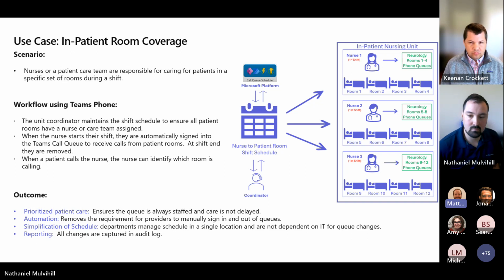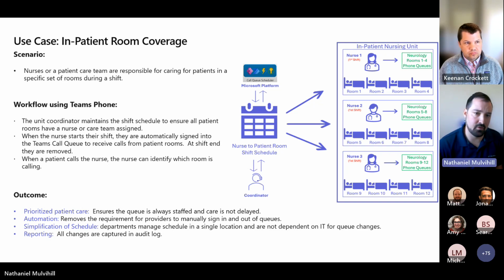When a patient calls, the nurse can easily identify which room is calling based on the toast notification that will appear on the phone. The outcome here ensures the queue is always staffed and care is not delayed. We're adding automation, so these nurses and care teams do not need to manually engage with the call queue, which simplifies schedule management. And again, just like before, we're capturing all these changes in the audit log. We also have a brief 1-minute demo that takes us through this use case.